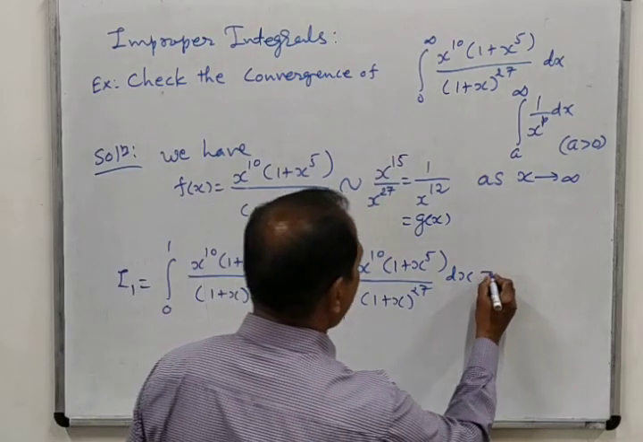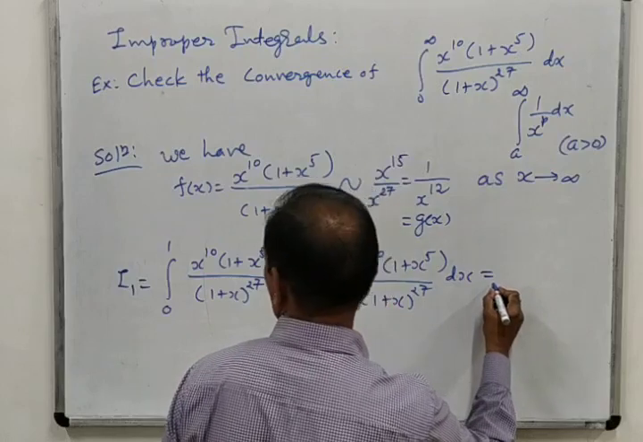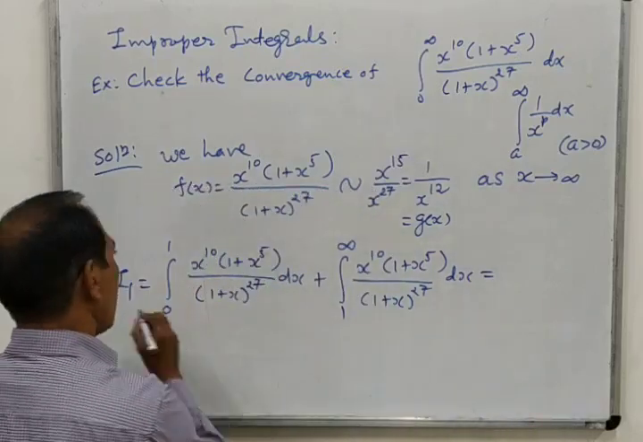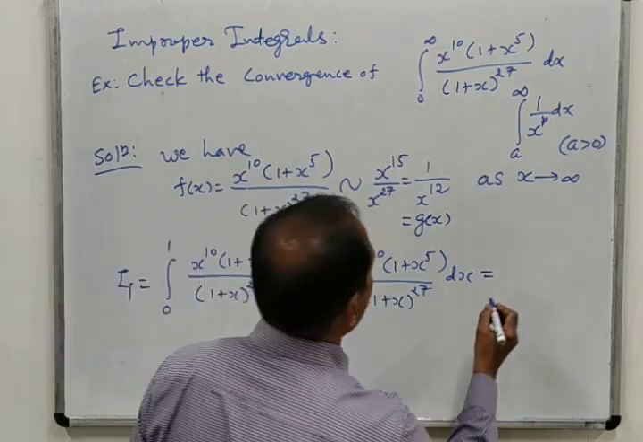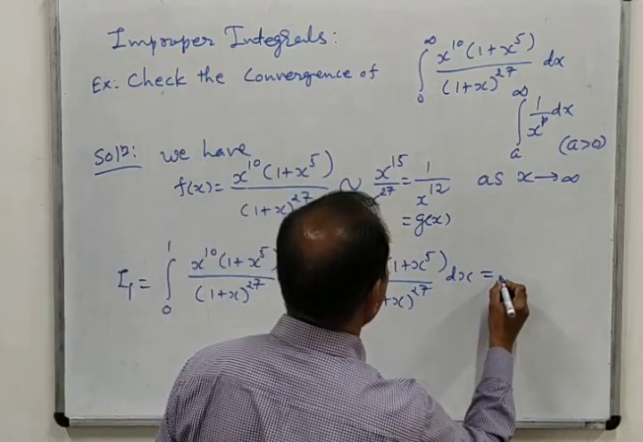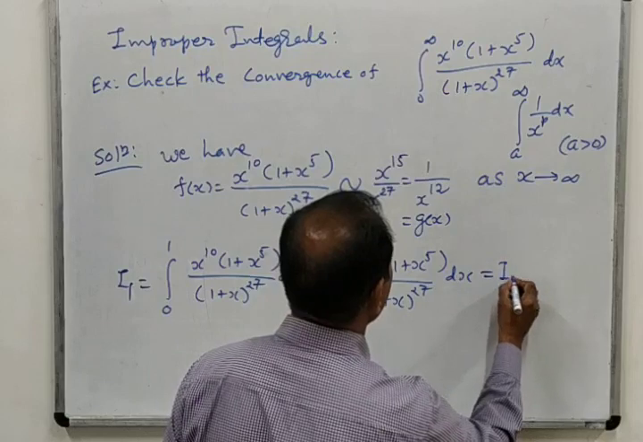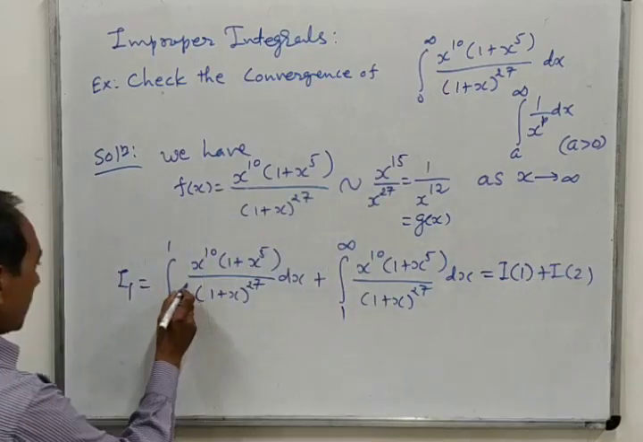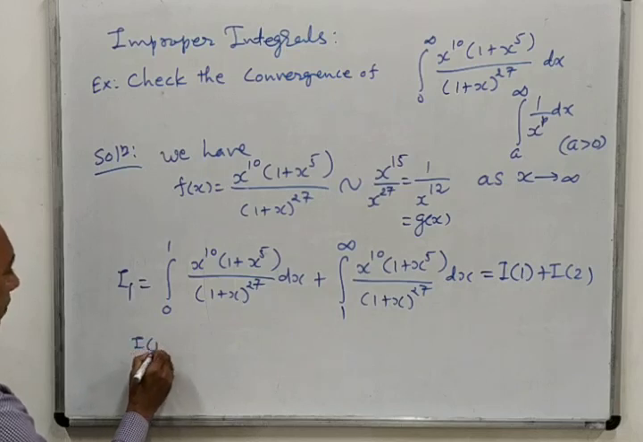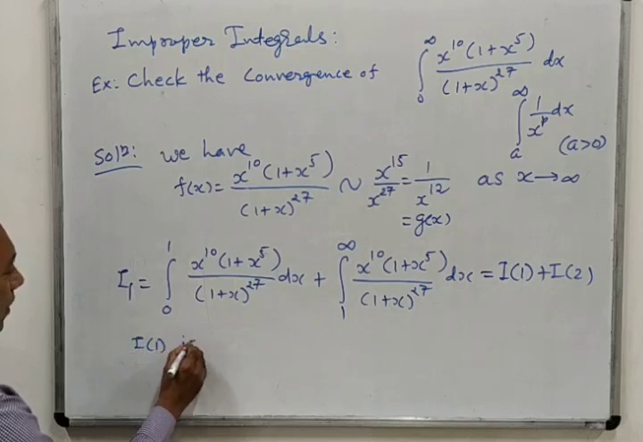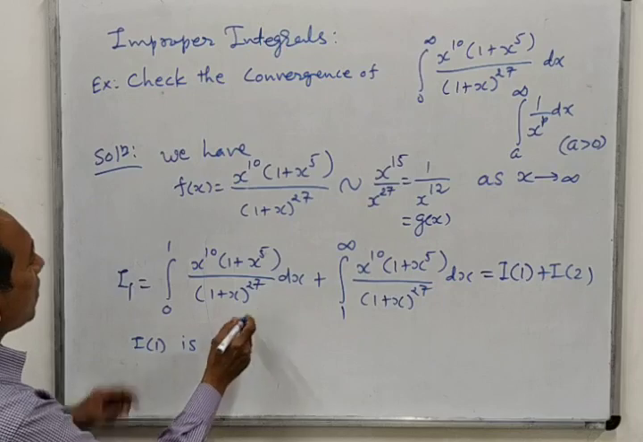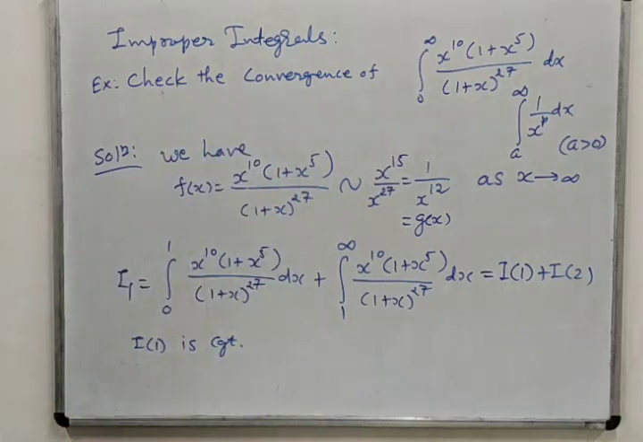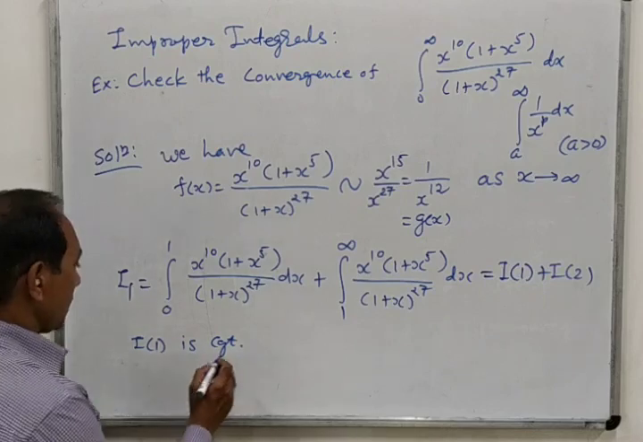So actually we will write down this as I1 plus I2. So here this is our I1. I1 is convergent, because here we don't want to find the value, we want to see the convergence only, whether it is convergent or divergent.